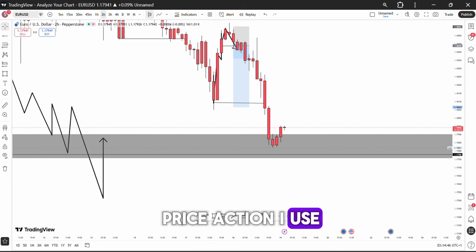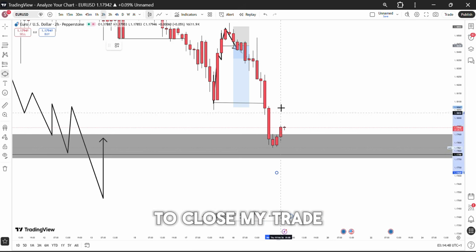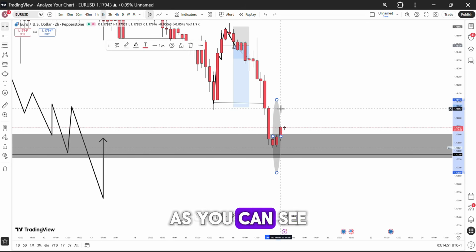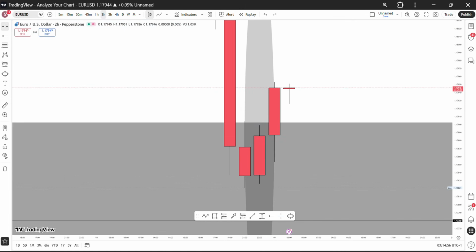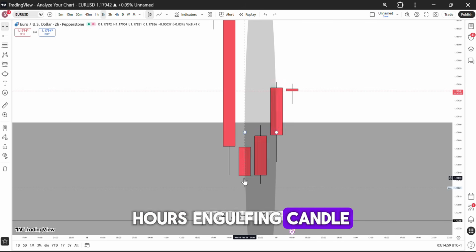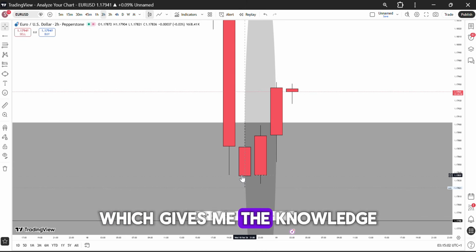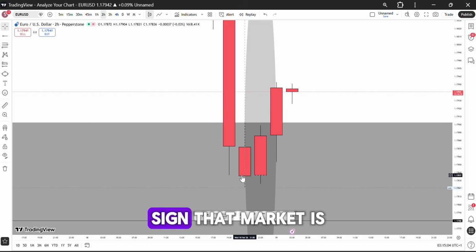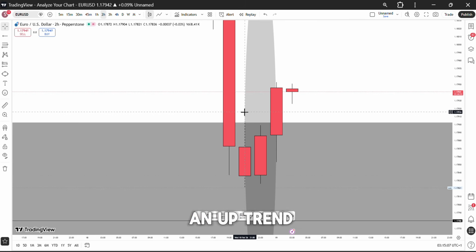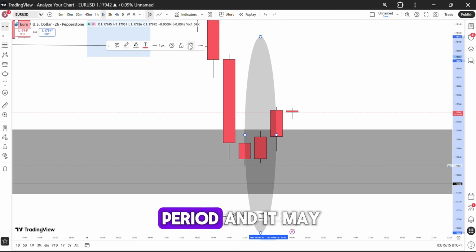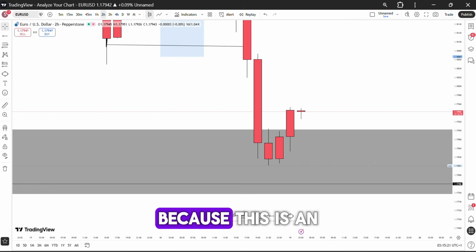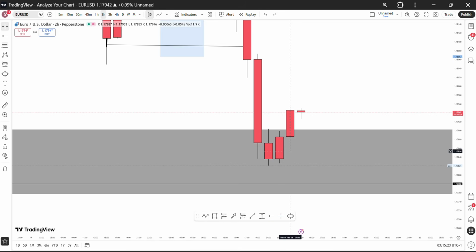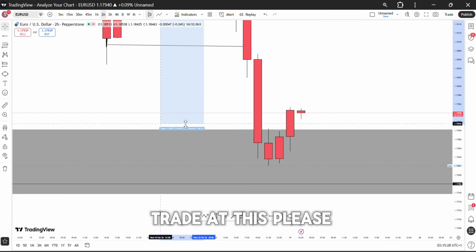So this is the price action I use to close my trade, which is this space. As you can see, this is a red candle. This is an engulfing candle. This is a 2-hour engulfing candle, which gives me the sign that the market is about to change to an uptrend for a short period of time. It may be a short period and it may be a long period, but this is a sign for me that you have to close your trade now, because this is an engulfing candle showing the buyers are in the market now. So I close my trade at this place.